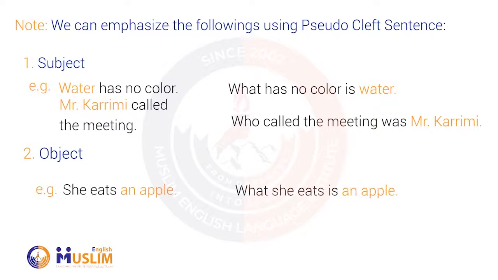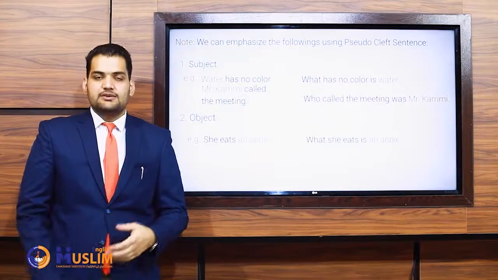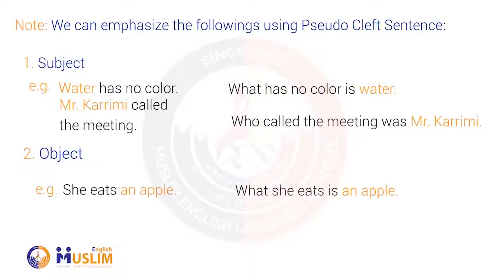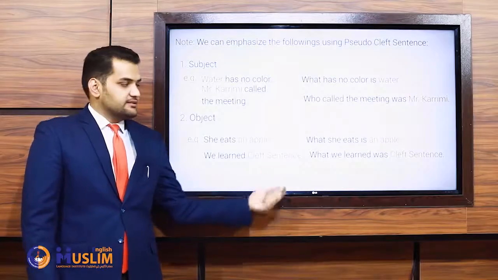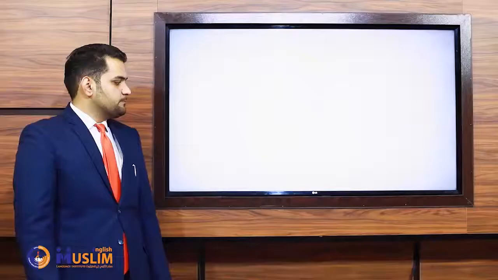The second thing that we can emphasize using a pseudo cleft sentence is the object. For example, she eats an apple. In this sentence, an apple is the object, and you can use a pseudo cleft sentence to emphasize it. So, what she eats is an apple. We learned cleft sentence. Cleft sentence is the object. You can say what we learned was cleft sentence.